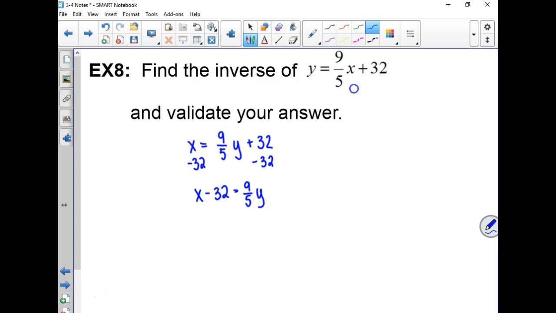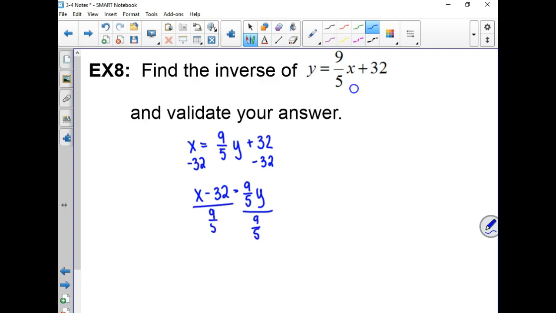Oh, and then we've got that fraction to deal with. Oh, but remember, fractions are just numbers, right? They're just numbers. So if that was a 2, what would I do with the 2? I just divide it off, right? So I just divide it because it'd be 2 times y, so I just divide that 2. So I just divide both sides by 9/5.